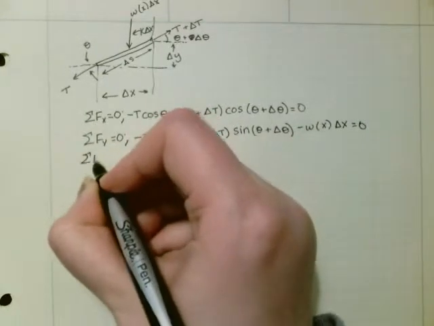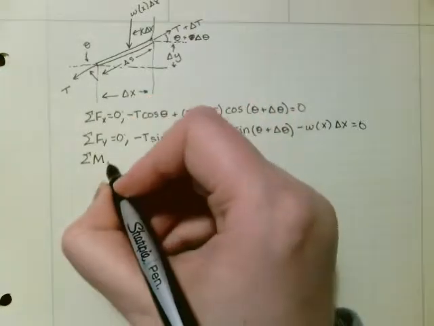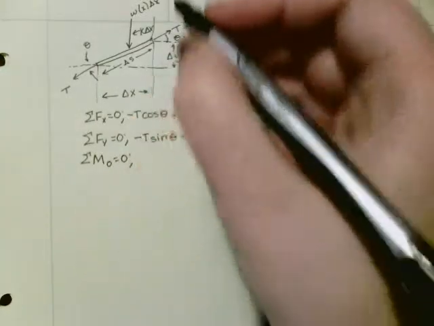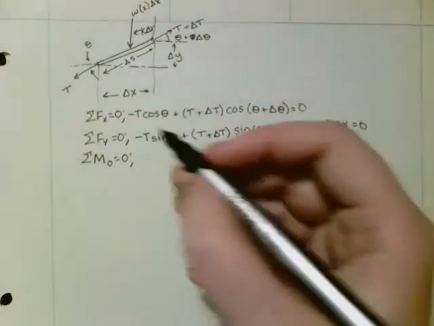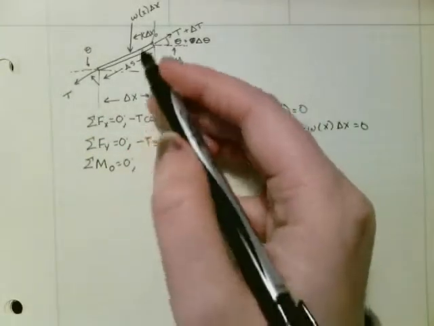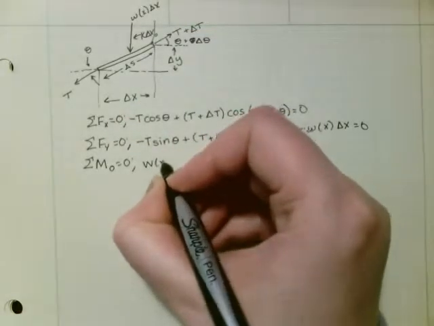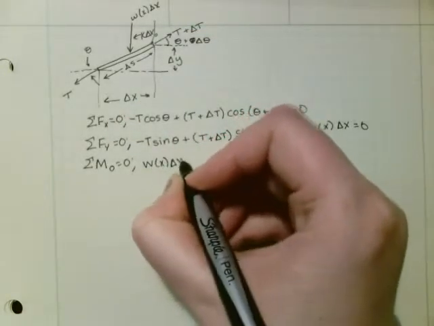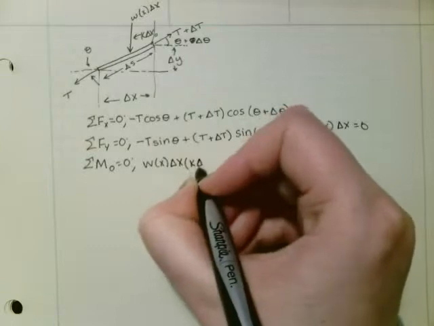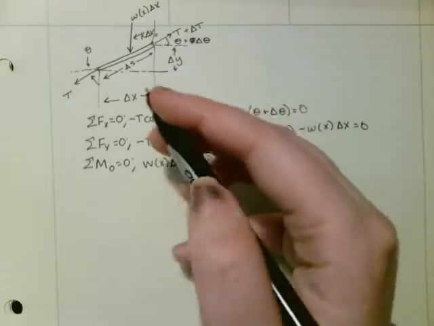And then finally we'd have the sum of the moments about point O, which would be 0. And this right here would be our point O. So if we were to sum the moments about that, we would have w(x) times delta x times its moment arm of k delta x going counterclockwise.